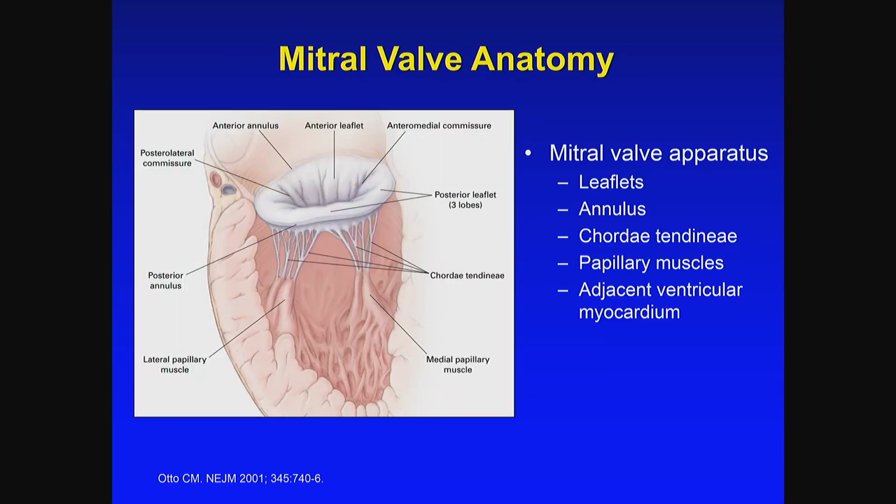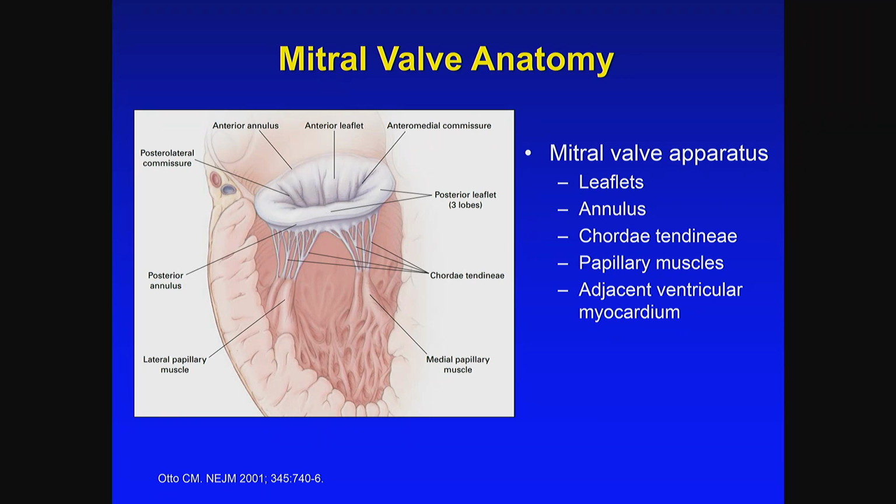Now, the mitral valve is on the left side of the heart and separates the left atrium from the left ventricle. It has 5 different components: an anterior and posterior leaflet, as well as a rim called an annulus that's made up of fibrous tissue that supports the valve.